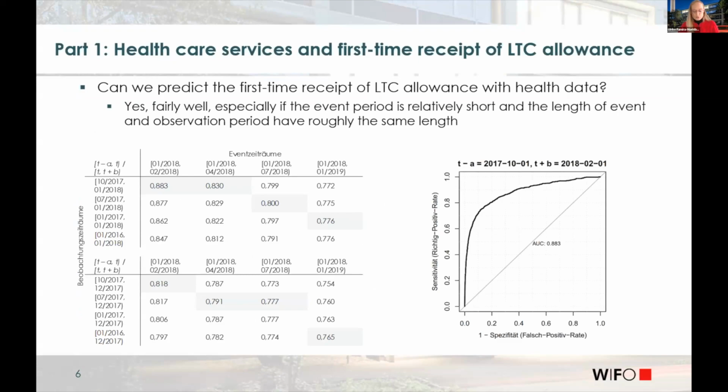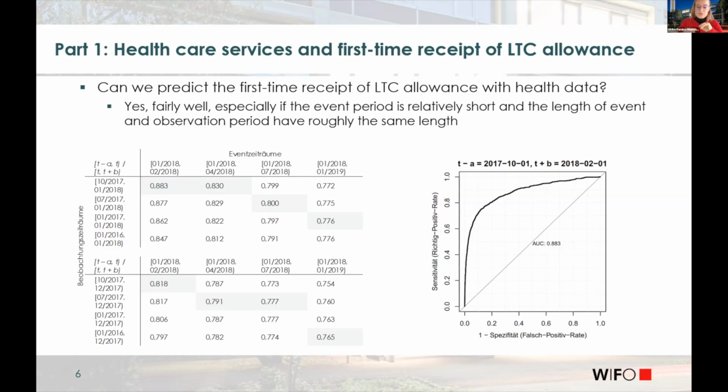So the first research question in our study was whether we can predict the first-time receipt of long-term care allowance with the health data. And the answer is that we can do that fairly well, especially when the event period is relatively short and the length of the event and the observation period have roughly the same length.